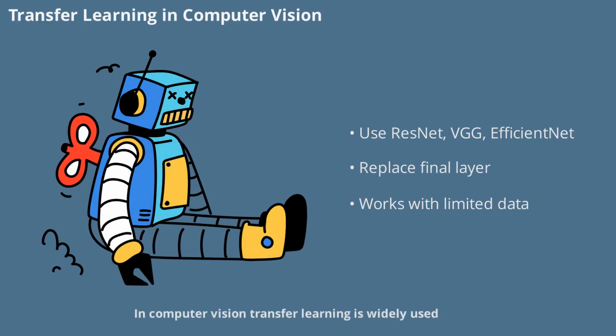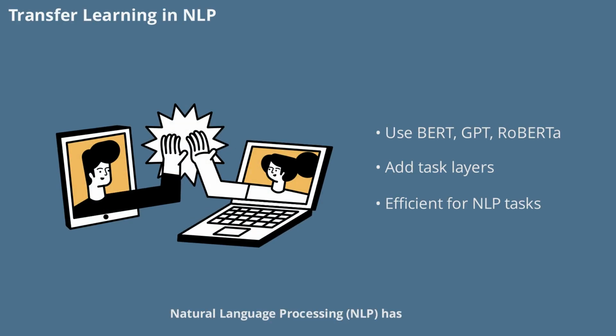In computer vision, transfer learning is widely used. Popular base models like ResNet, VGG, and EfficientNet are trained on massive datasets such as ImageNet. For new tasks like medical image analysis or satellite imagery, you simply replace the final classification layer and fine-tune the model. This approach allows you to achieve high accuracy with much less data, making it ideal for specialized applications where labeled data is scarce.